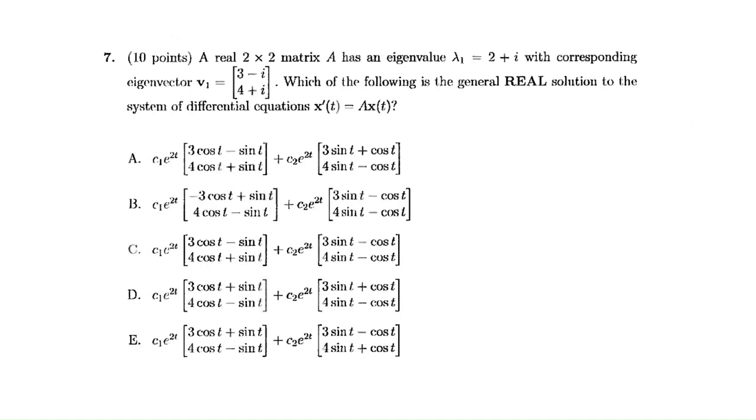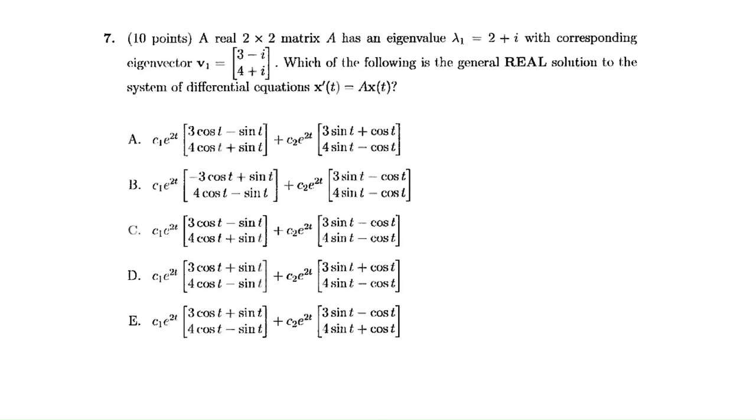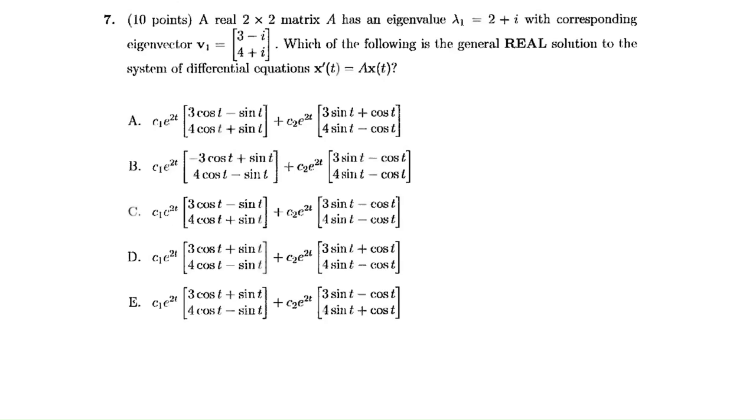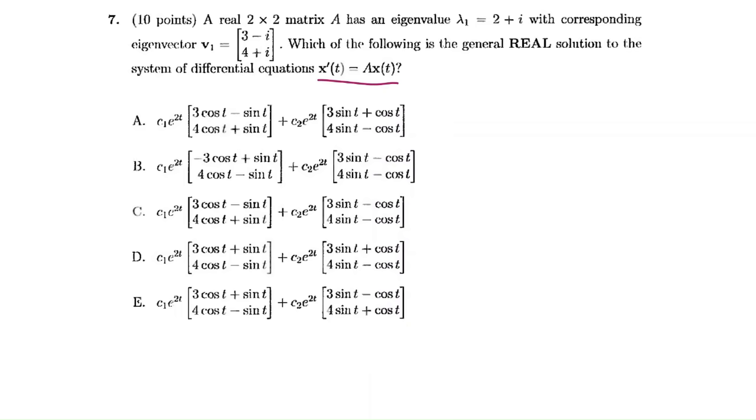Okay, in this problem we have this real matrix A with eigenvalue lambda 1 equals 2 plus i, and the corresponding eigenvector. So we want to figure out which is the real solution to this system, and the system is x prime equals Ax. From problem 5, you might remember that the general solution for a differential equation like this is x equals c1 times e to the lambda 1 t times the eigenvector corresponding to lambda 1, plus c2, which is again some scalar constant defined by our initial conditions, but we don't really care in this case, times e to the lambda 2 t times the second eigenvector that corresponds to lambda 2.